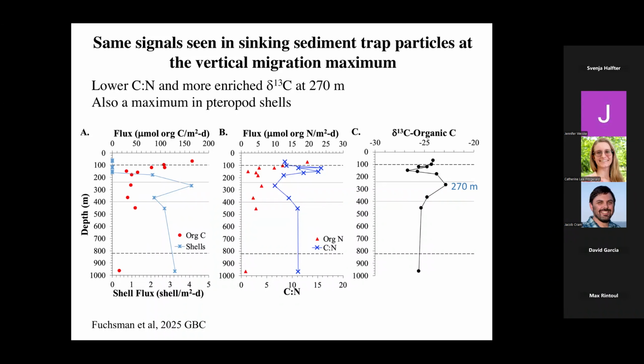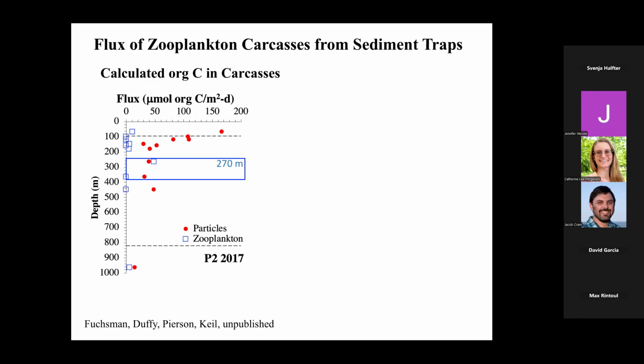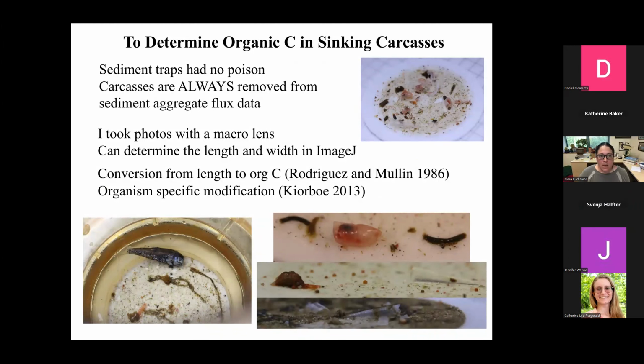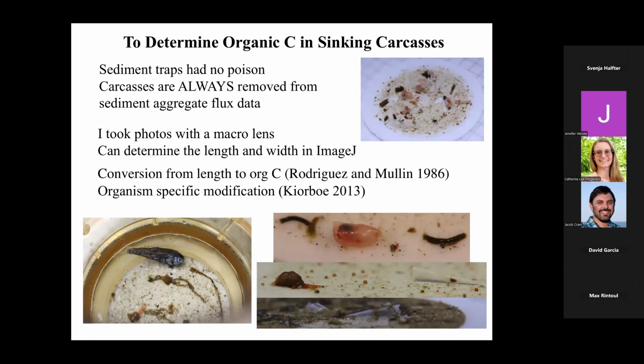And at the same time that we had organic matter data, we also could look at carcasses from the sediment traps. So how do we do that? To determine organic carbon in sinking carcasses. So these sediment traps were different than normal in that they had no poison because we're also using them to do in situ N2 production rates, which I'll talk about at the end. There's time. So the carcasses are real carcasses. They're not poisoned. But all the time, carcasses are always removed from sediment flux data. You can't publish unless you remove them.